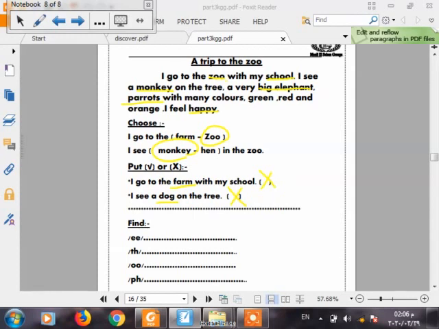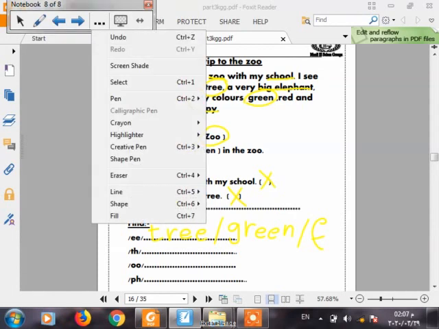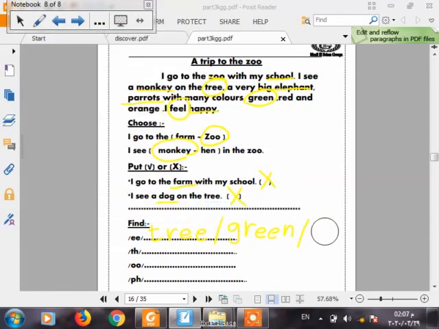We have here tree. What else? Green. What else? Feel. Again, tree, ee together or tree. Green, ee together or green. What else? Feel. So here we will write tree, green, feel.